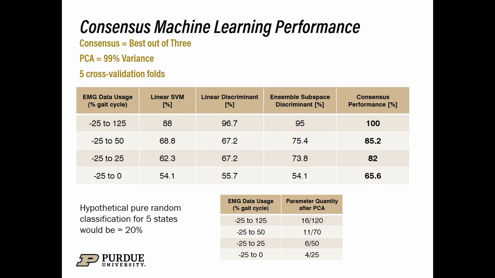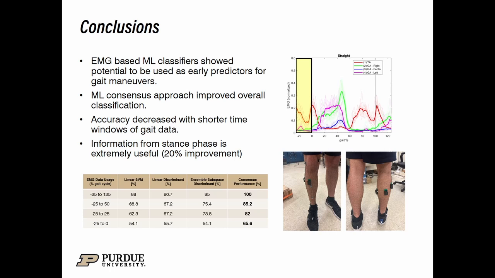I think the end results were very good, considering that a hypothetical pure randomness classification for 5 states would be 20%. So 65% using only swing phase data and 82% using swing phase and the first quarter of the stance phase is very good. So we can conclude that the EMG-based machine learning classifiers show potential to be used as early predictors for gait maneuvers.